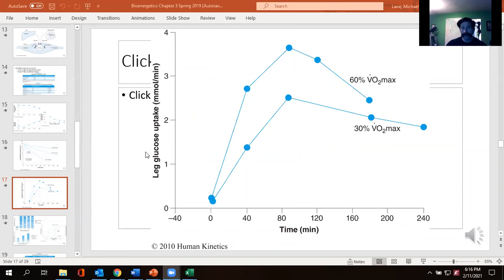Now, one thing to keep in mind when we're looking at this carbohydrate depletion, guys, is to keep in mind the time. So for how many of you guys is it relevant to know about how your body is going to respond for 4 hours of exercise?